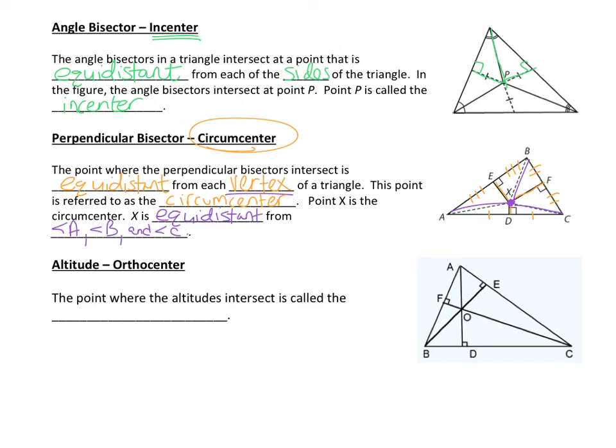Lastly, for our altitude, we have the orthocenter. The point where all the altitudes intersect is called the orthocenter. And in our picture, if we were going to list out what the altitudes would be, that is AD, FC, and BE, because each goes through the vertex and is 90 degrees to the opposite side of our triangle.